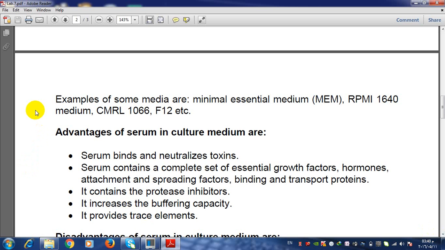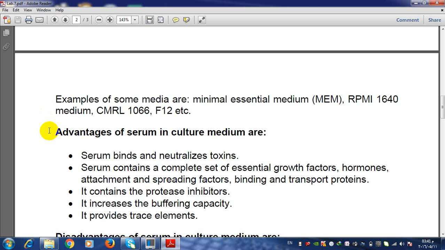Examples of some media are minimal essential medium, MEM, RPMI 1640 medium, CMRL 1066, and F12, etc.